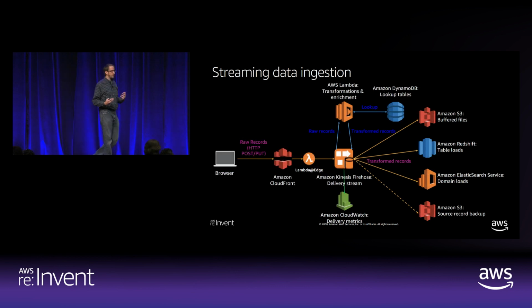Now, you can also enable this scenario with HTTP clients. So instead of having some of those clients we talked about in the previous slide, you just have browsers out there maybe, and they're sending HTTP posts and puts. They can send that to a CloudFront distribution with Lambda at Edge, and Lambda at Edge can then handle the task of placing that information onto a Kinesis stream so it can be delivered. That's great for clickstream analytics.